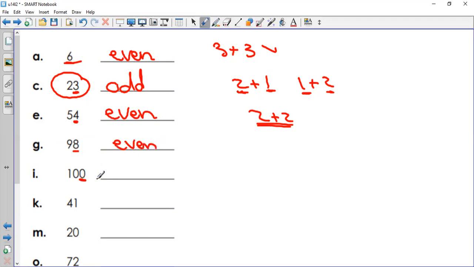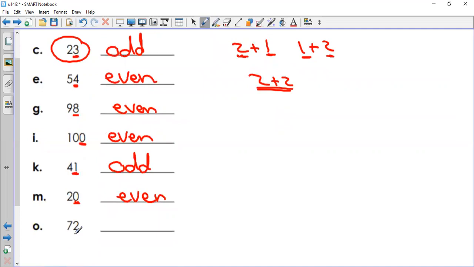100 ends with 0. 0 is one of the even numbers. So 100 is even. 41. 1 is odd. So 41 is an odd number. 20 ends with 0, like the 100. And 0 is even. So 20 is even. 72 ends with 2. 2 is even. So 72 is an even number.